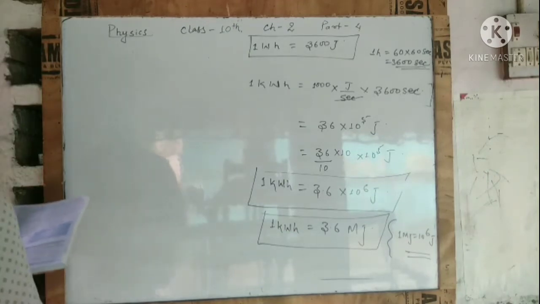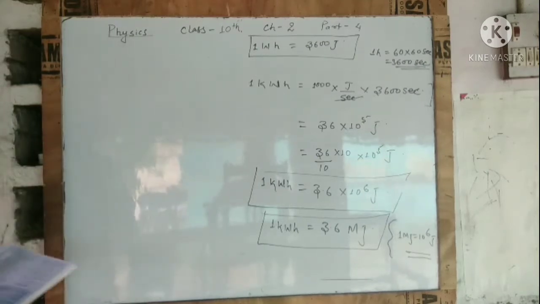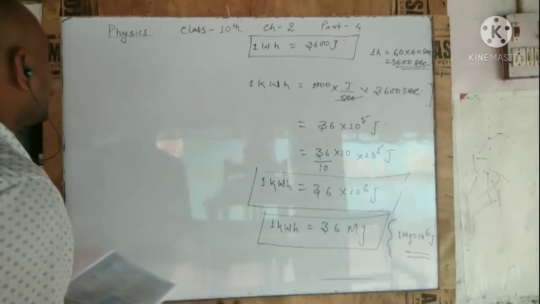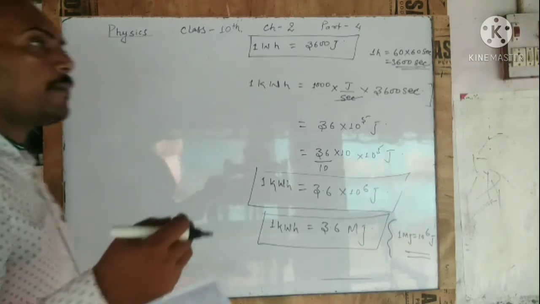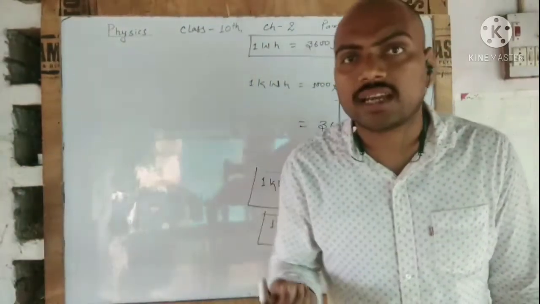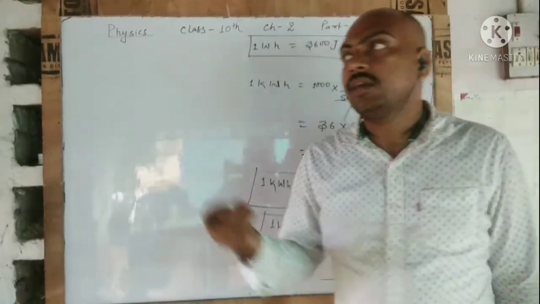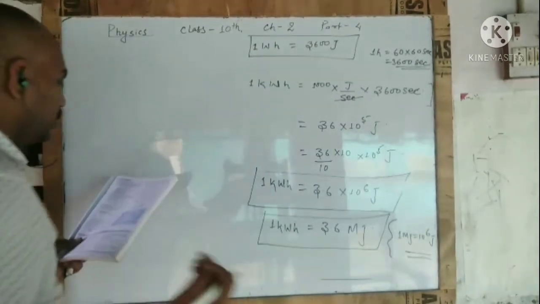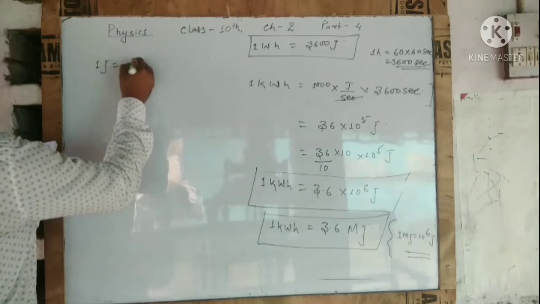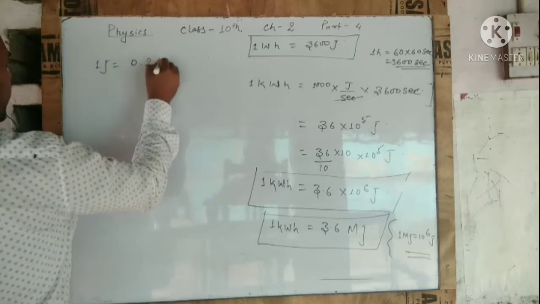Just remember what a calorie is. Calorie is a unit of energy. Basically it is used to measure heat energy. So 1 calorie is the amount of heat energy required to increase the temperature of 1 gram of a substance by 1 degree Celsius. That is called 1 calorie. Okay, so 1 joule is equal to 0.24 calorie.